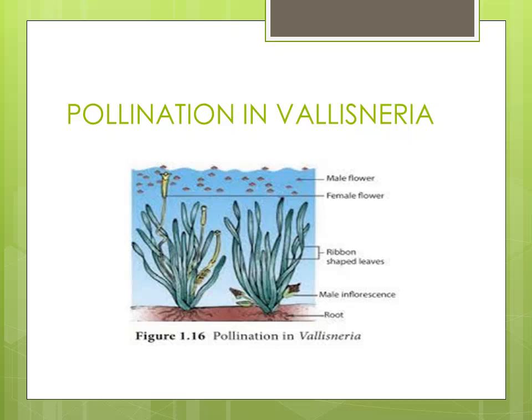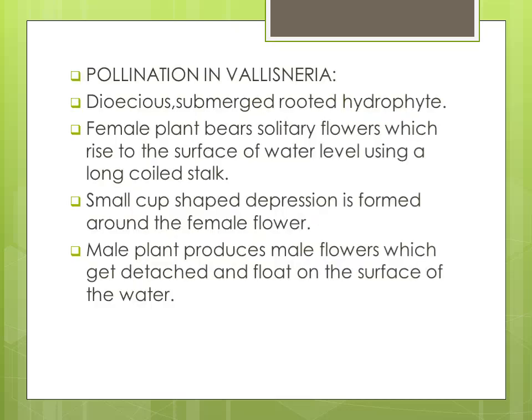Actually, this plant is a submerged plant. But the floral characters: the peduncle of the flower, that is the stalk of the flower, is very long and reaches the surface of the water. The male flowers do not have a peduncle. Instead, after maturity, they start to float on the water. When a male flower meets the female flower, it starts to pollinate. Vallisneria is dioecious.